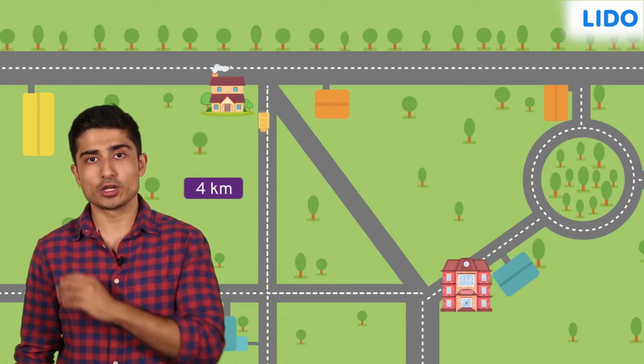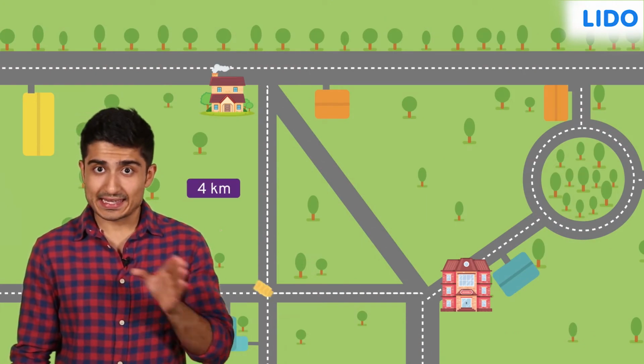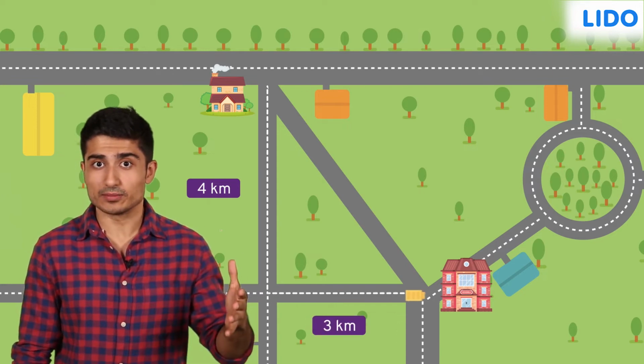Hi kids. Every morning, Rita travels to school on a school bus. After picking Rita, this bus goes 4 kilometers down the main road, takes a left turn and travels another 3 kilometers to reach the school.